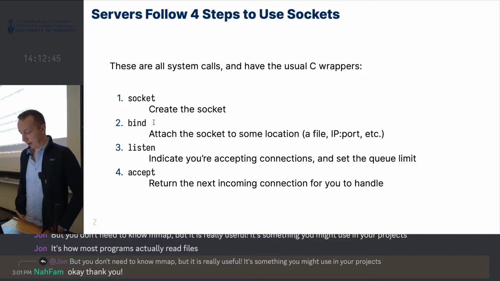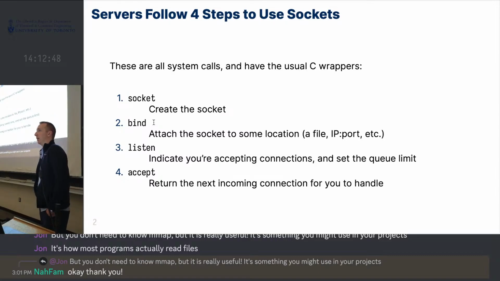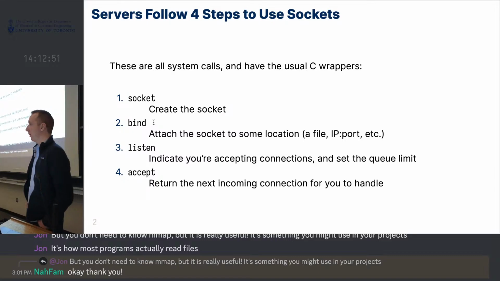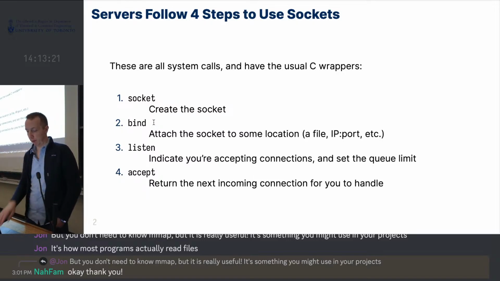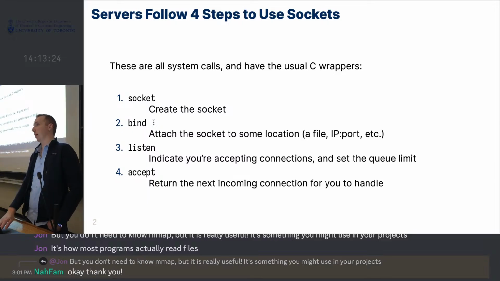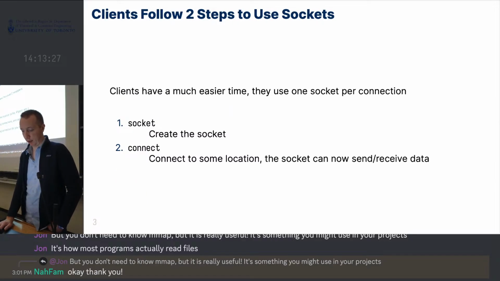The third one is a listen step, and that indicates you will accept connections. Basically the kernel will take care of queuing all the connections for you. If like 1 million people try and connect or something like that, it has an internal queue, and you can set a queue limit. Then for the 4th and final step, you do an accept system call, and that will return the next incoming connection for you to handle, and it will also be a file descriptor. Whatever file descriptor you get from accept represents a connection between you and another person or another program, and you can read and write information to them, and it goes across the network.